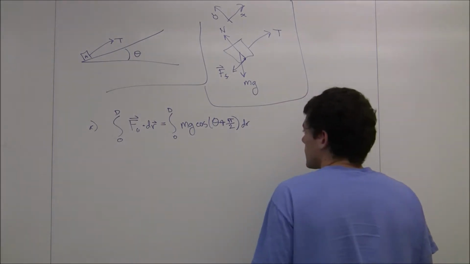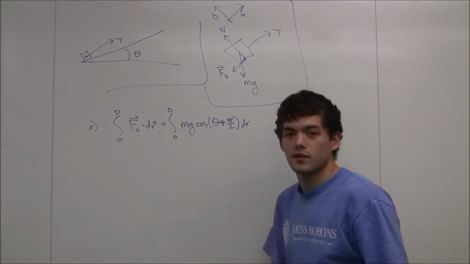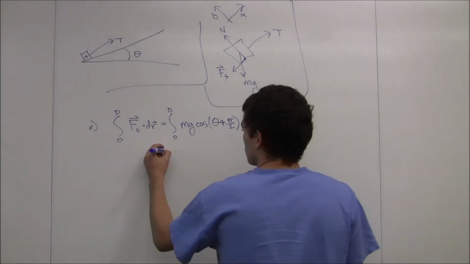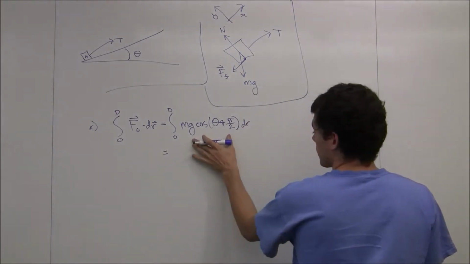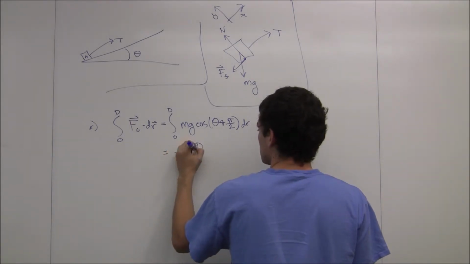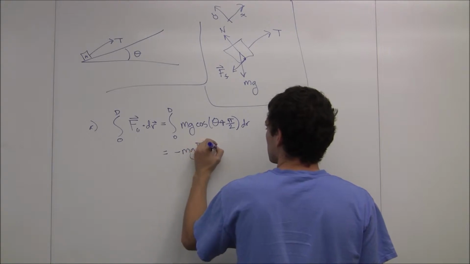angle right there. So remembering that the cosine of theta plus pi over 2 is just negative sine theta, and also that this is a constant, we get that the work due to gravity is minus mg d, the distance, times sine theta.